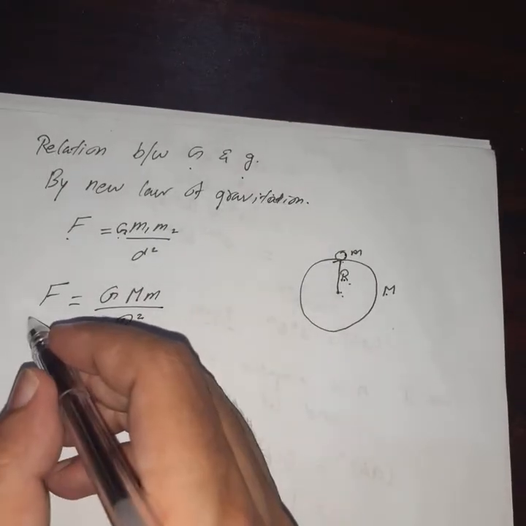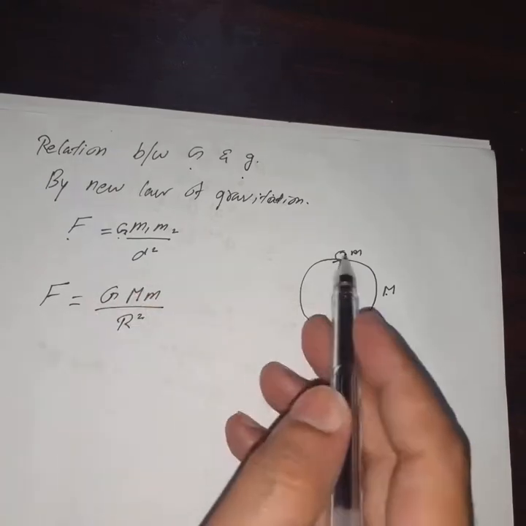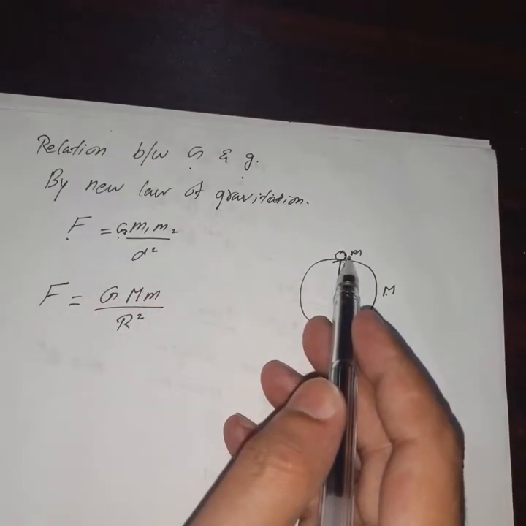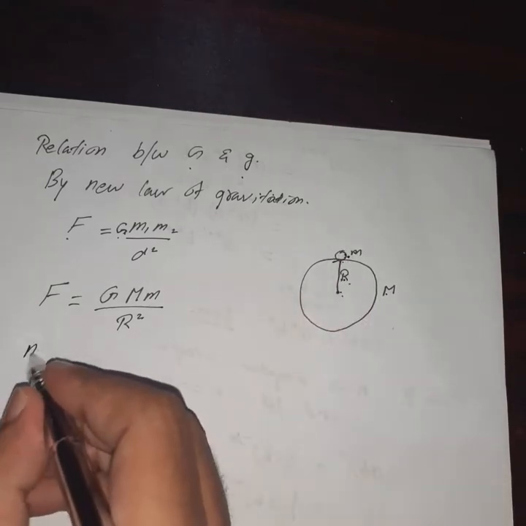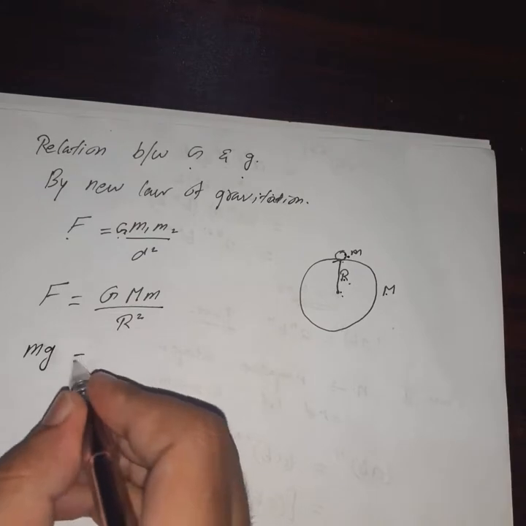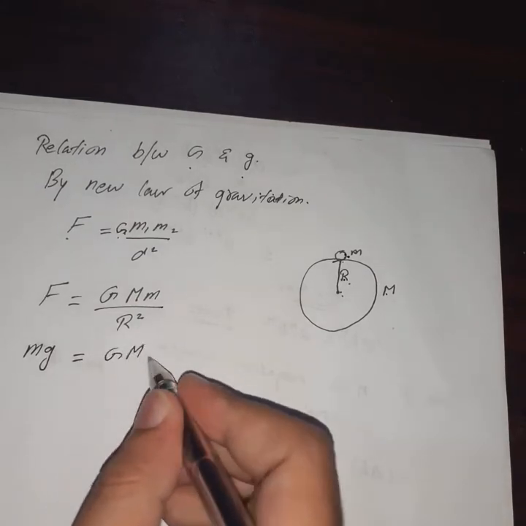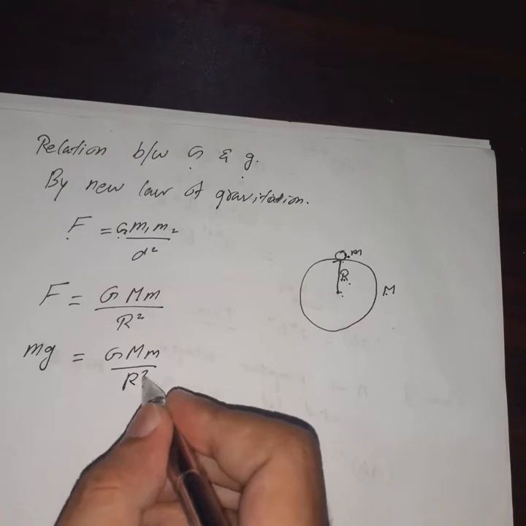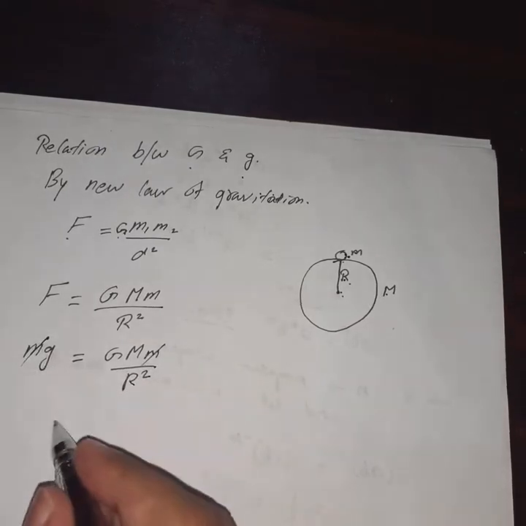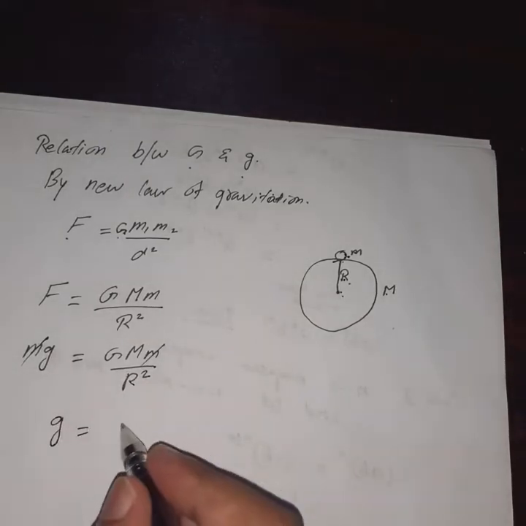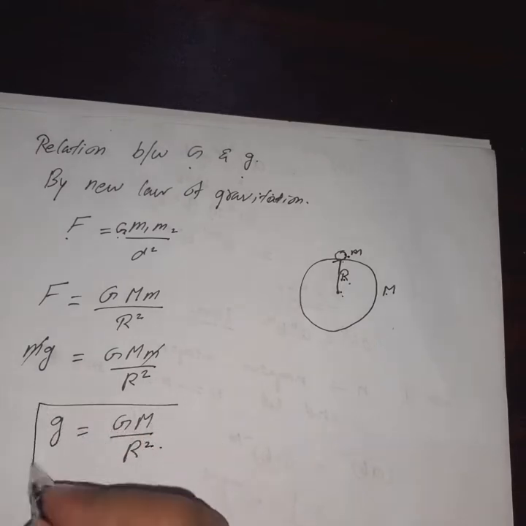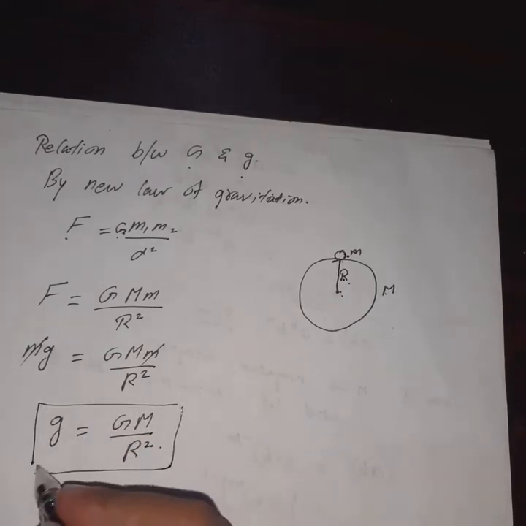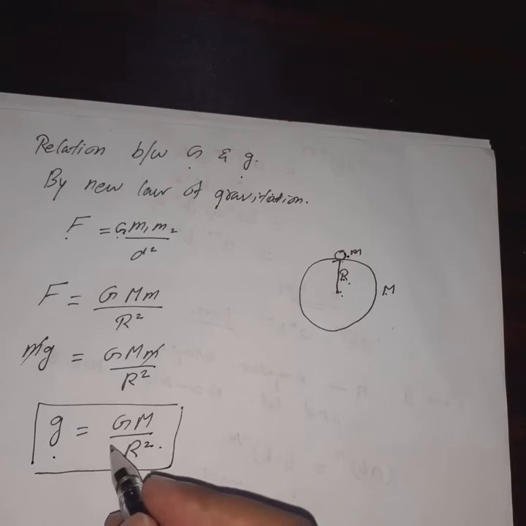Here F is the force of gravitation which acts on the mass m, which will be equal to the weight of this body. So the gravitational force acting on the body of mass m will be mg, equal to G M m over r square. m will be cancelled on both sides, so the value of g becomes G M over r square. So this is the relation between gravitational acceleration and gravitational constant.